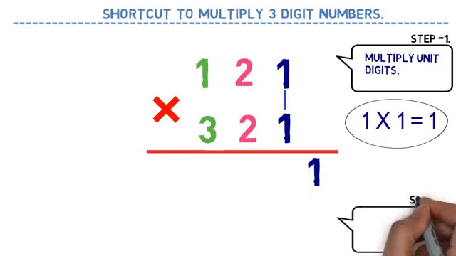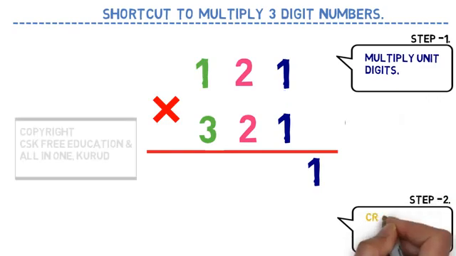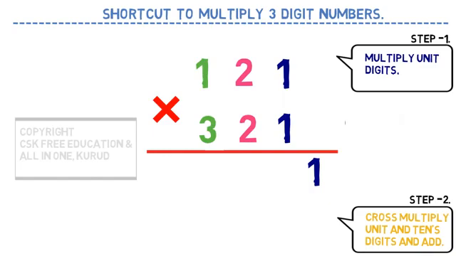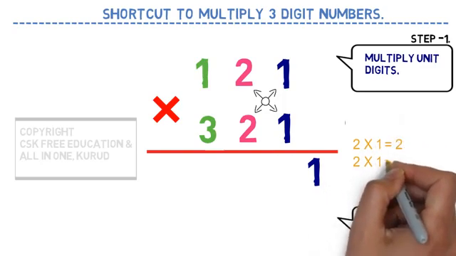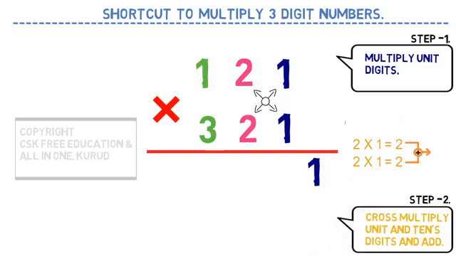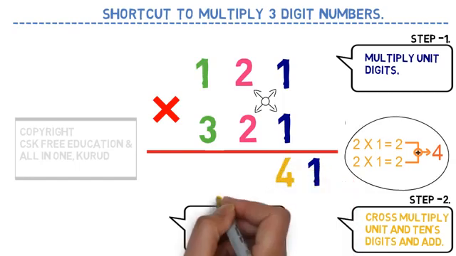In step 2, we'll cross multiply the unit digit and tens digit. Here we have 2 and 1. The tens digit is 2 in both the numbers and 1 at the unit place. So we'll multiply 2 into 1, and once again 2 into 1. We get the result as 4. This is going to be the tens digit. We'll write down 4. Now let's move on to step 3.